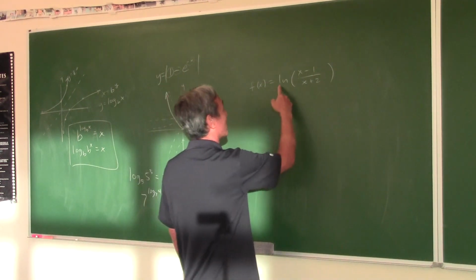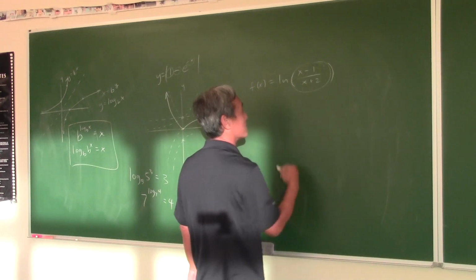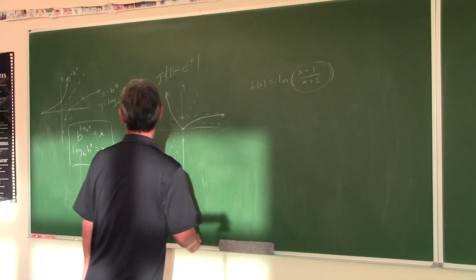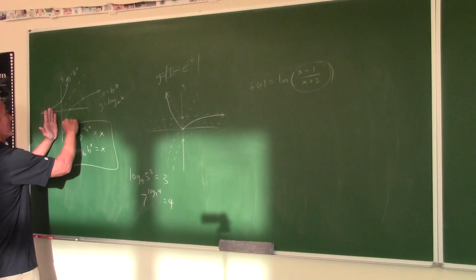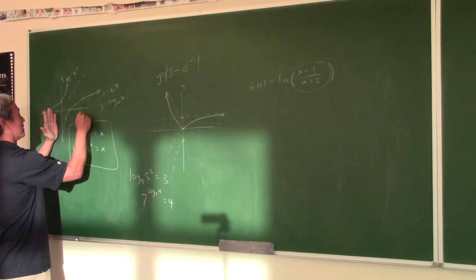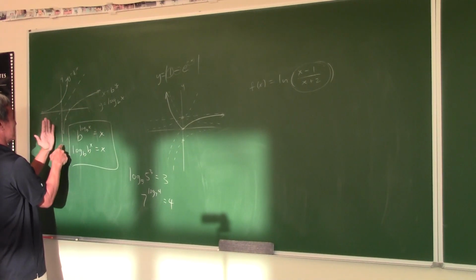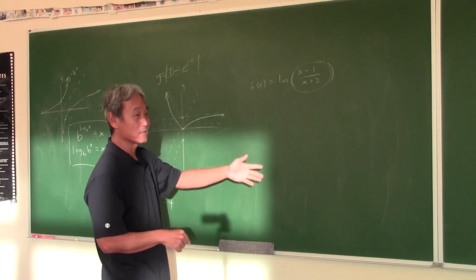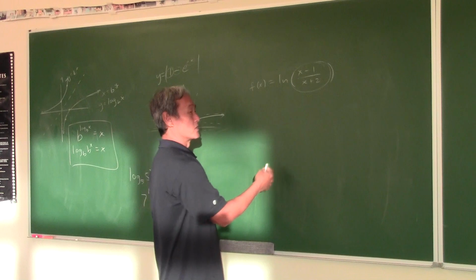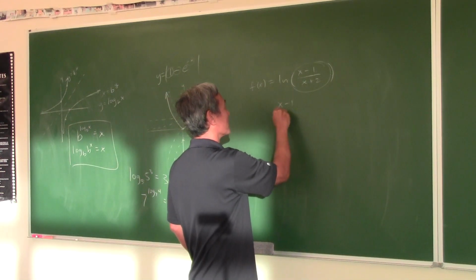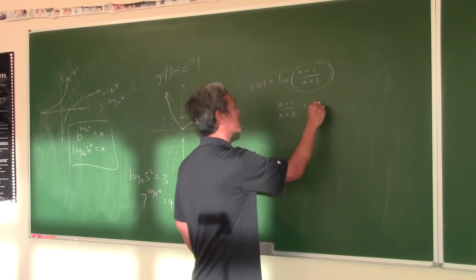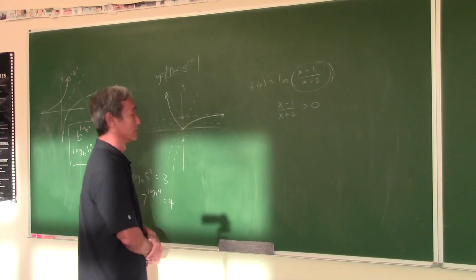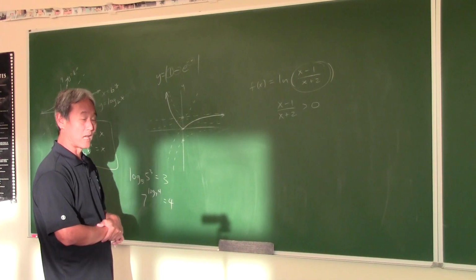Now, whenever you have a logarithm, this thing, which is called the argument, must be positive. Because, I mean, look at the graph of a log graph. What is the domain of this? Well, isn't it x is greater than 0? So if you have natural log of a box, the box has got to be greater than 0. So whenever you have a logarithm, the argument must be greater than 0. You solve that inequality, that will give you the domain.